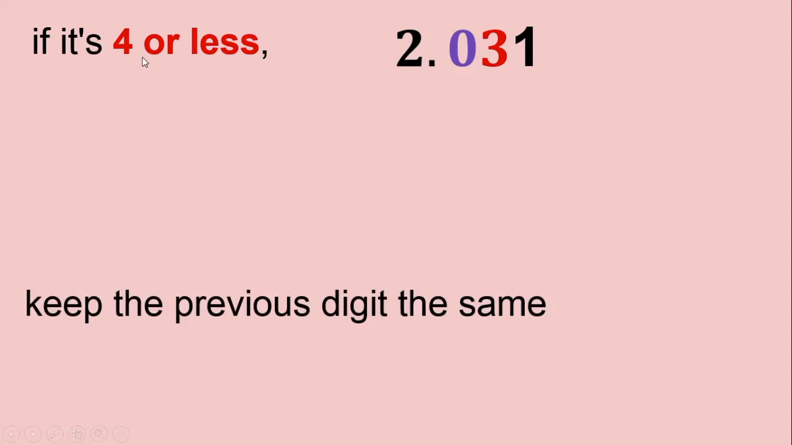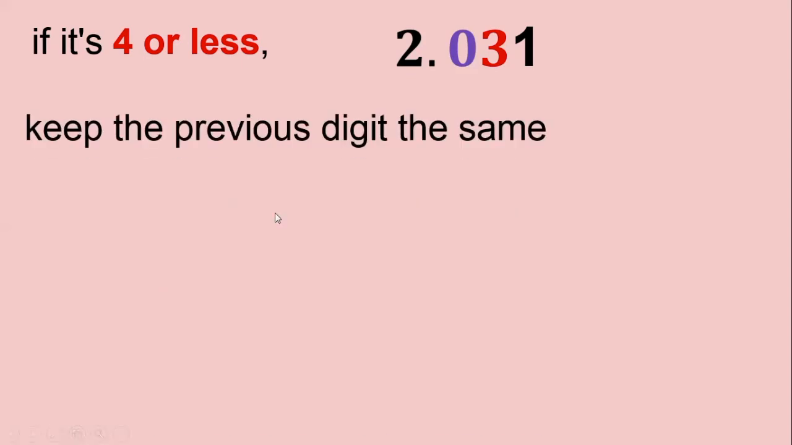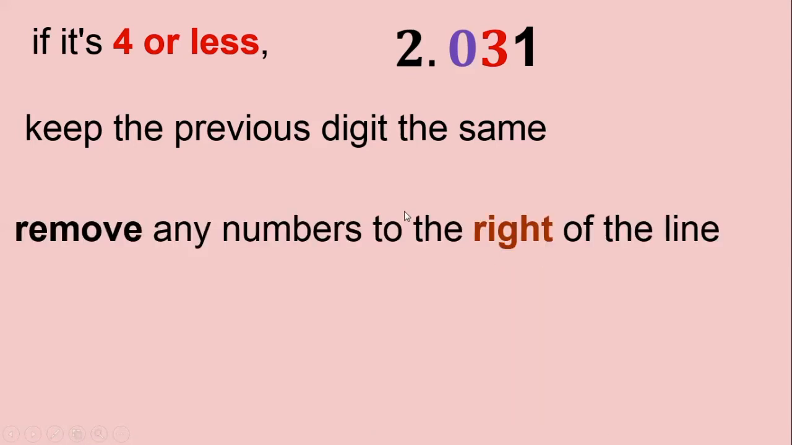Now, if it is 4 or less, what happens to the number? Let's take another example: 2.031. We are rounding to the first decimal place, the 0 again, and the number beside the 0 is 3. 3 is less than 5. So keep the previous digit the same and remove any numbers to the right of the line. The result will be 2.0. Why? Because 3 is less than 5.